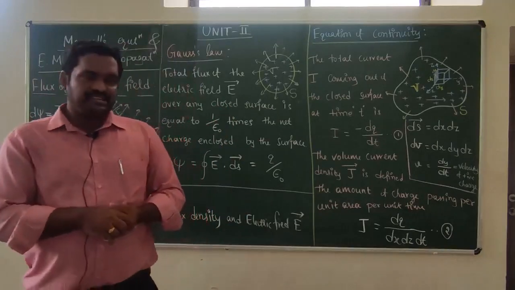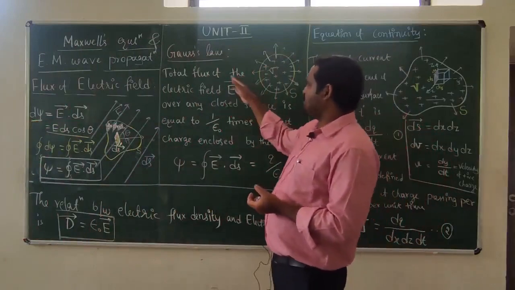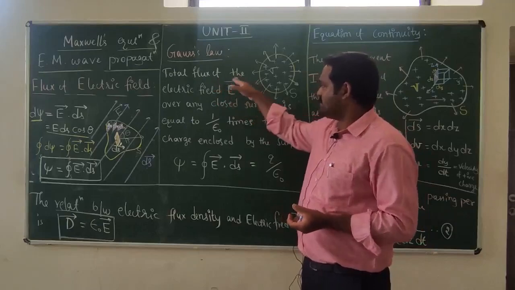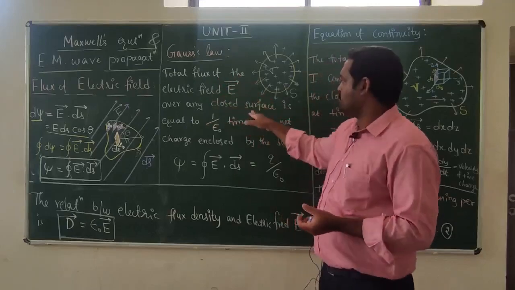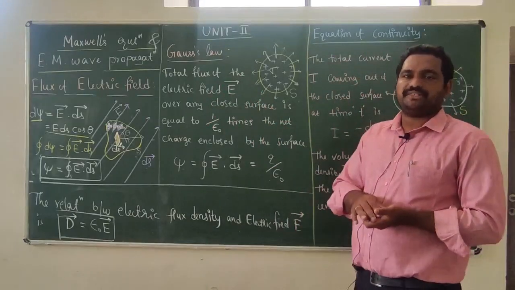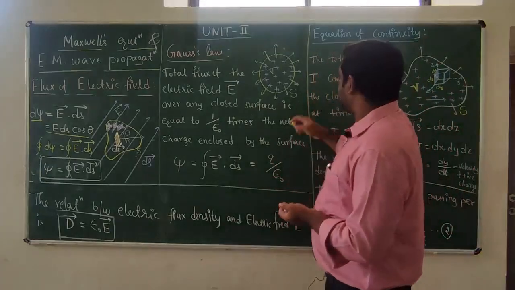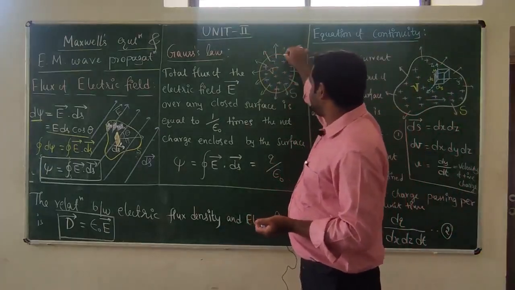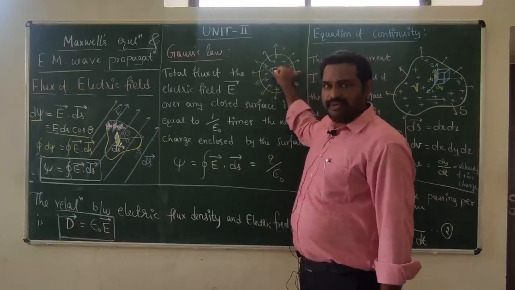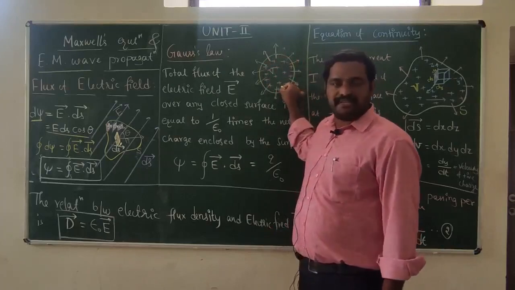Now Gauss law states that the total electric flux of the electric field E over any closed surface is equal to 1 by epsilon naught times the total charge enclosed by the surface. That means we have considered a closed surface, the football, which has a surface area S and volume V. We have assumed that we have placed a certain amount of positive charge within that volume.